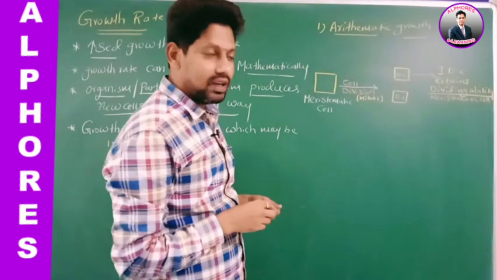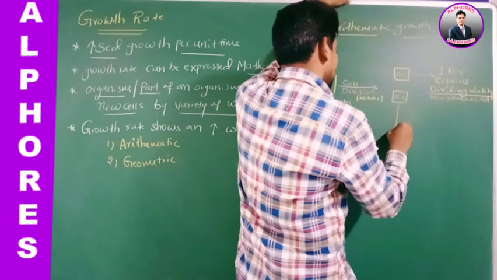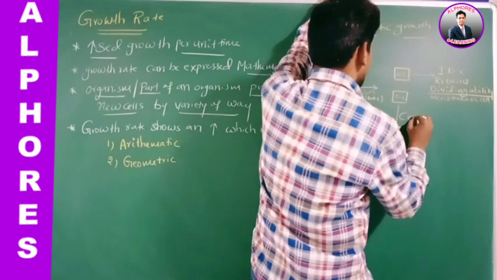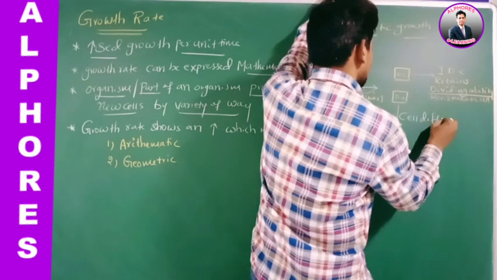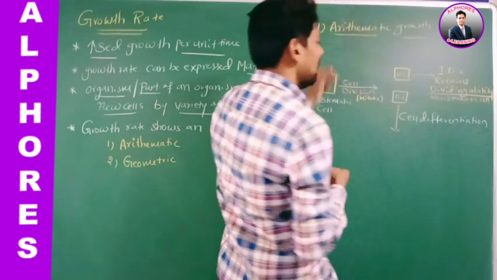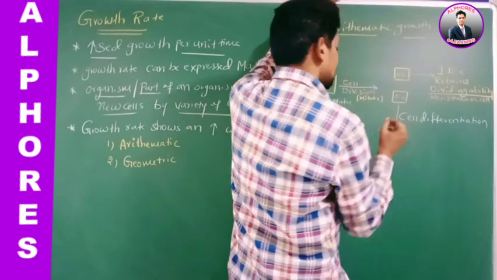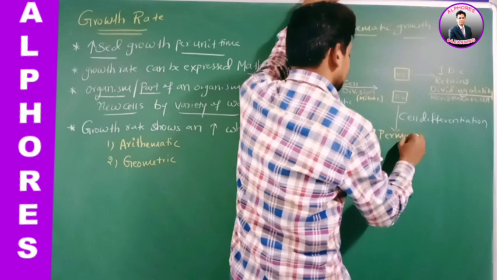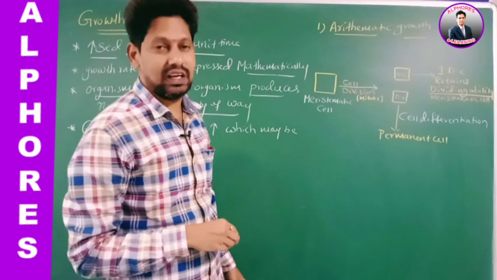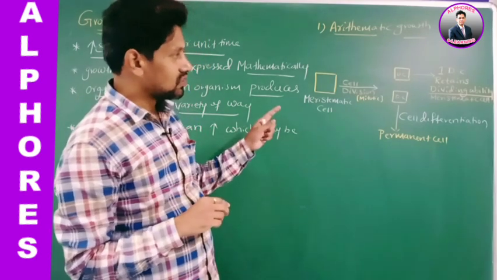Is this statement okay? One more cell is left. This cell undergoes cell differentiation. If cell differentiation takes place, which cell is formed? Permanent cell is formed. Yes or no? What is the result of cell differentiation? A permanent cell, a matured cell or a differentiated cell is formed. Now see this statement carefully.